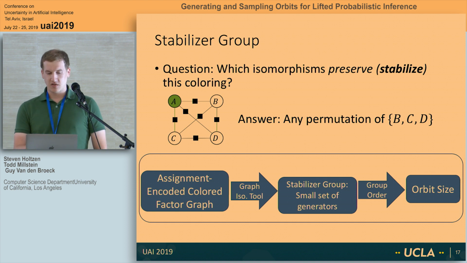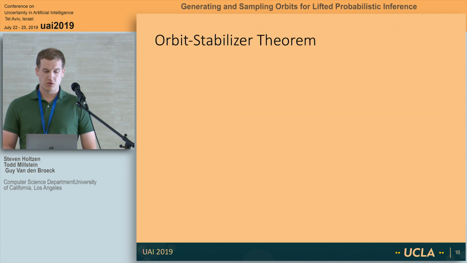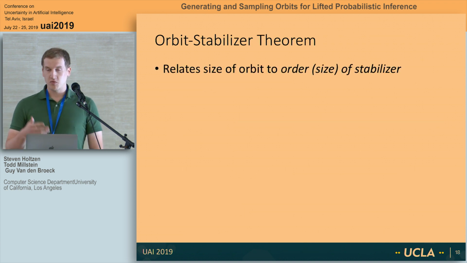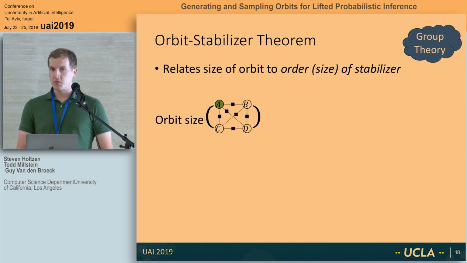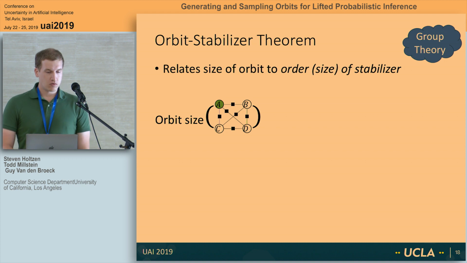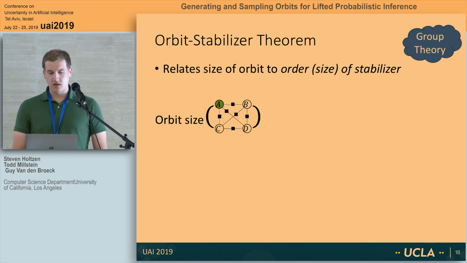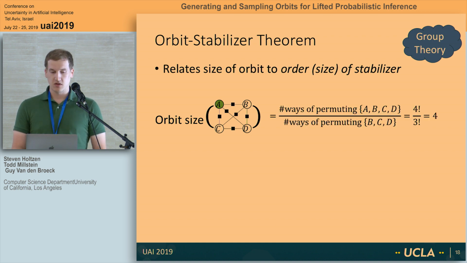So now we have this updated pipeline. We have this assignment-encoded colored factor graph. We run a graph isomorphism tool. We get this stabilizer group, which is actually a small set of generators. It's usually quite small. And then we can do this thing called a group order. Why does this help us? Let's go there. This is going to use some group theory. The orbit stabilizer theorem relates the order or size of the stabilizer to the size of the orbit.